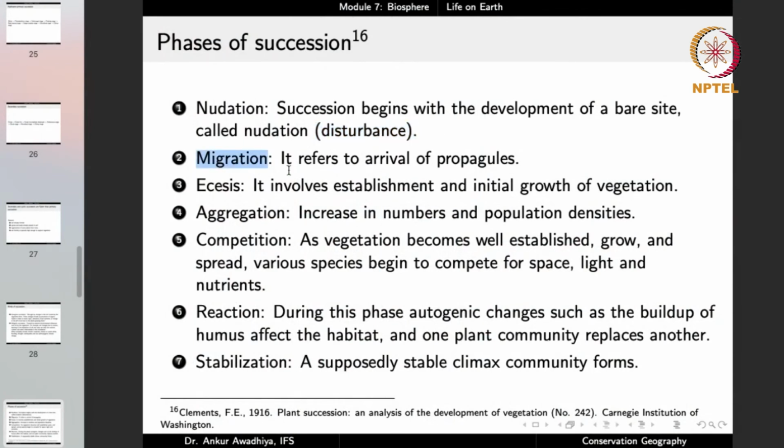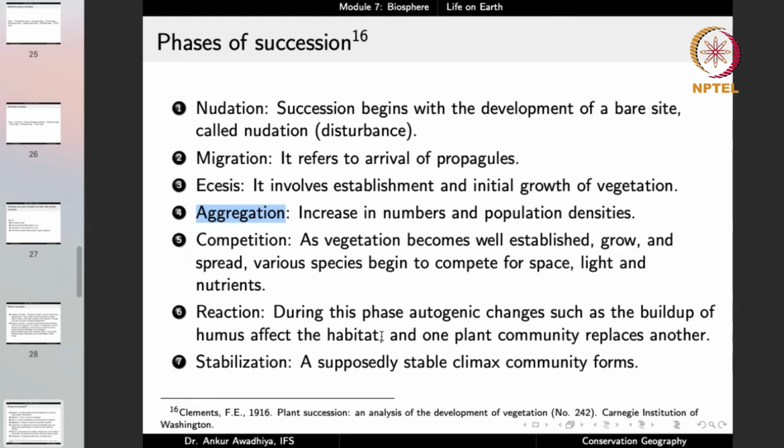This is followed by migration, which is the arrival of propagules, which is the seeds and the spores. Then these seeds and spores will become established, they will grow, and this process is known as ecesis. Once they have become established, once they have started to grow, their numbers will increase, the population density will increase, and this will be known as aggregation.